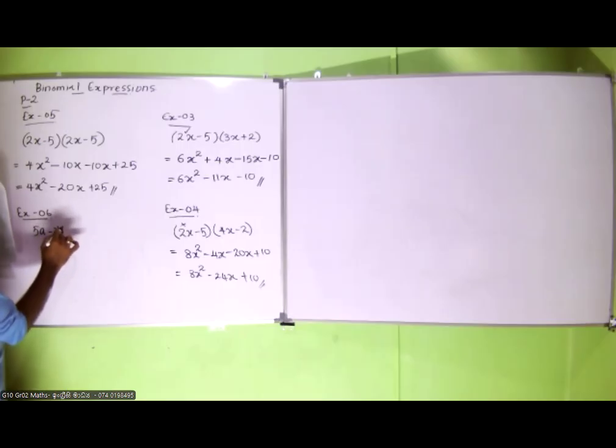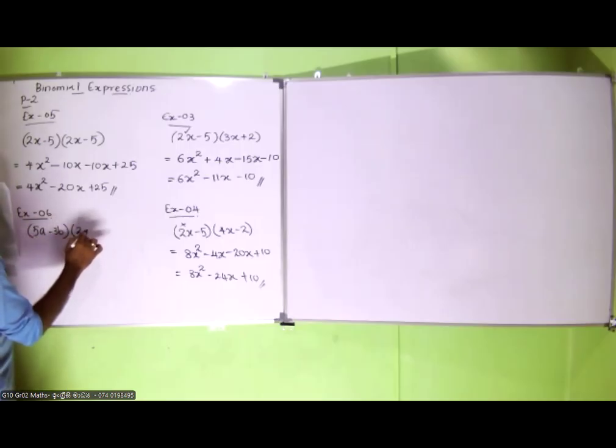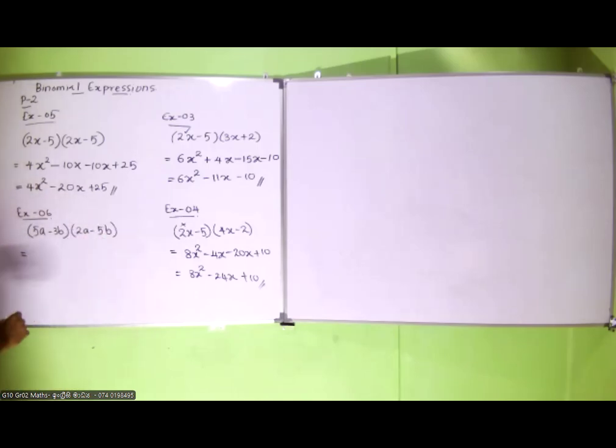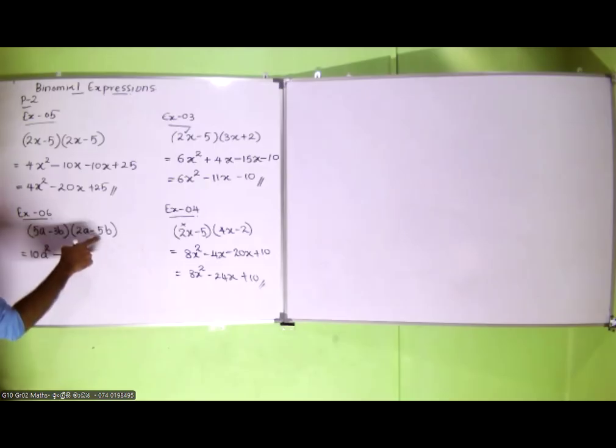Example number 6. 5a minus 3b, 2a minus 5b. Right. Equal mark. Right? Eyes on the board. Look at here. Positive into positive, positive, 5 times 2, 10. A into a, a squared. Positive into negative, negative. 5 times 5, 25. Right? 5 times 5, 25. A into B, AB. Right.